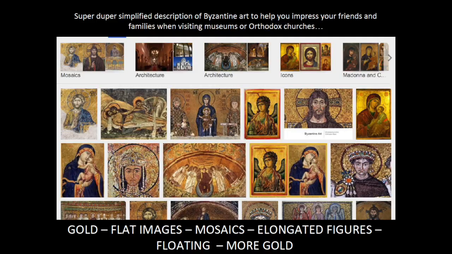A very generic way to identify Byzantine style is with these categories. There's a lot of gold, the images are very flat, there's a high proliferation of mosaics, elongated figures, the figures are usually floating with no solid ground, and there's just so much gold.